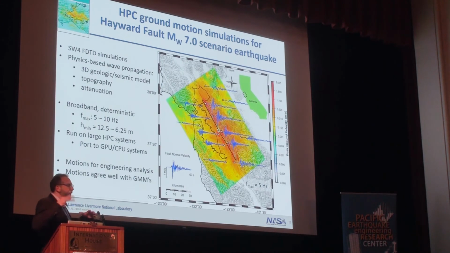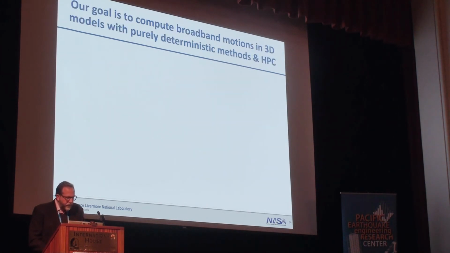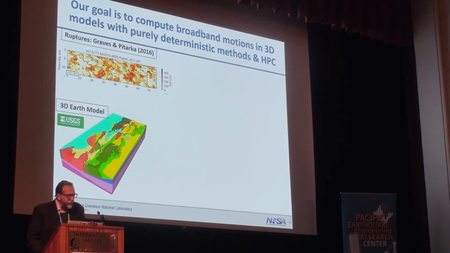Many grid points would fit in this room, with 12 to 6 meter grid spacing. And to run these calculations, we need enough memory to fit it on a large high-performance computing system. Most recently, the porting of SW4 to run on GPU systems has been a great achievement. So our goal is to calculate fully broadband, fully deterministic ground motions by introducing a kinematic rupture model.